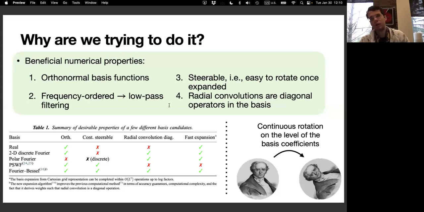And then for number 4, this will be crucial for the application later, but it might seem a little bit random now. But it turns out if you really want to take an image and convolve it with a radial function, then you can actually do that efficiently in these spaces, because this turns out to be a diagonal operator.